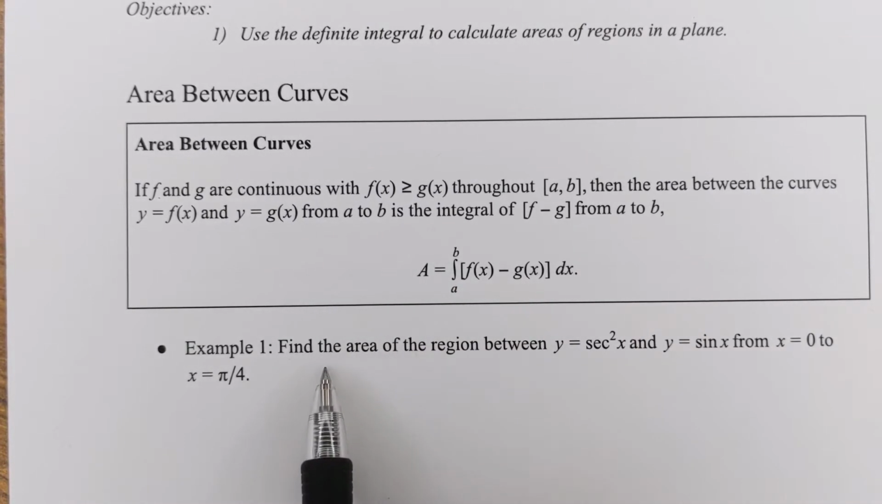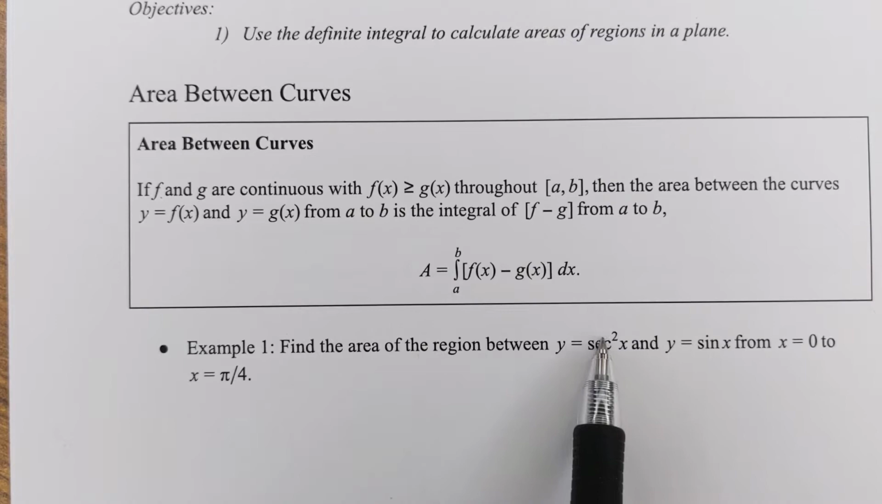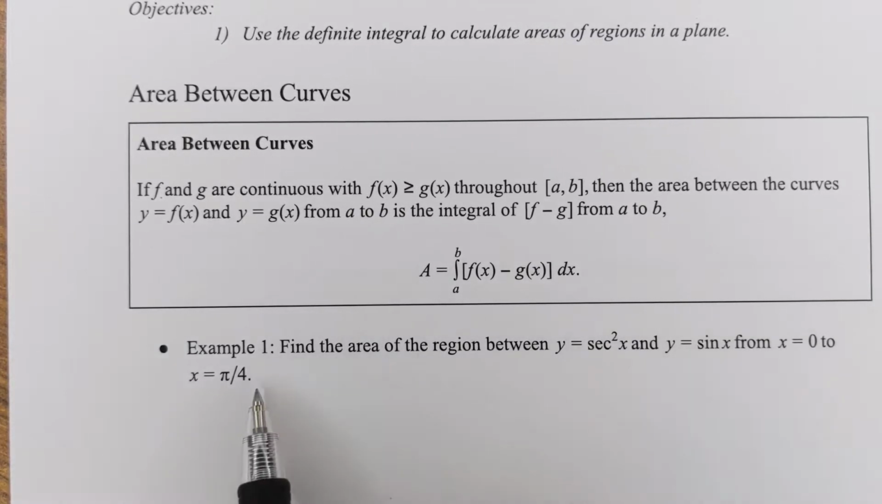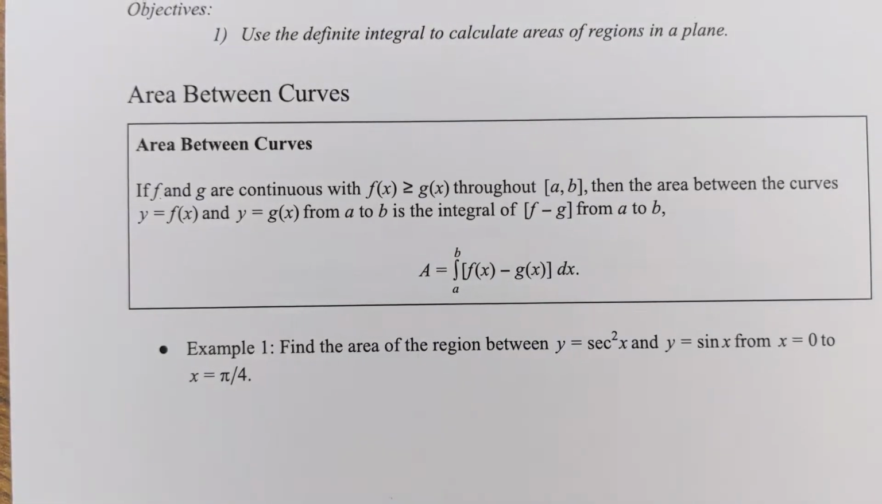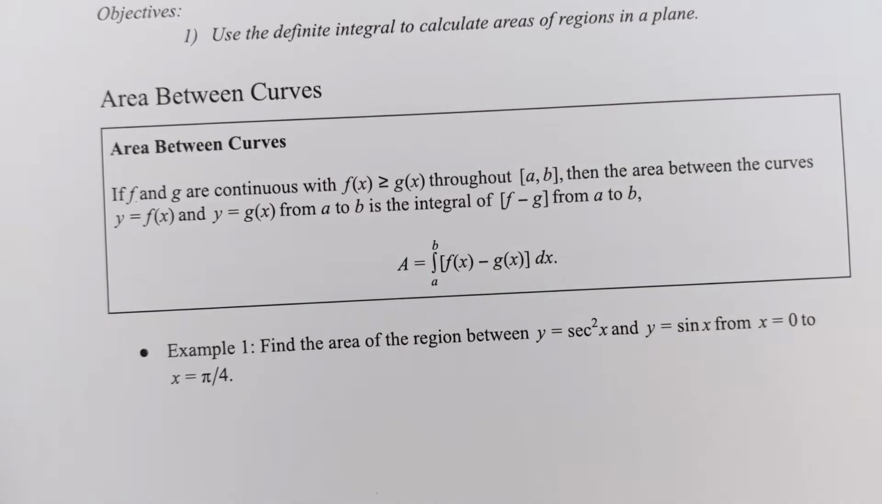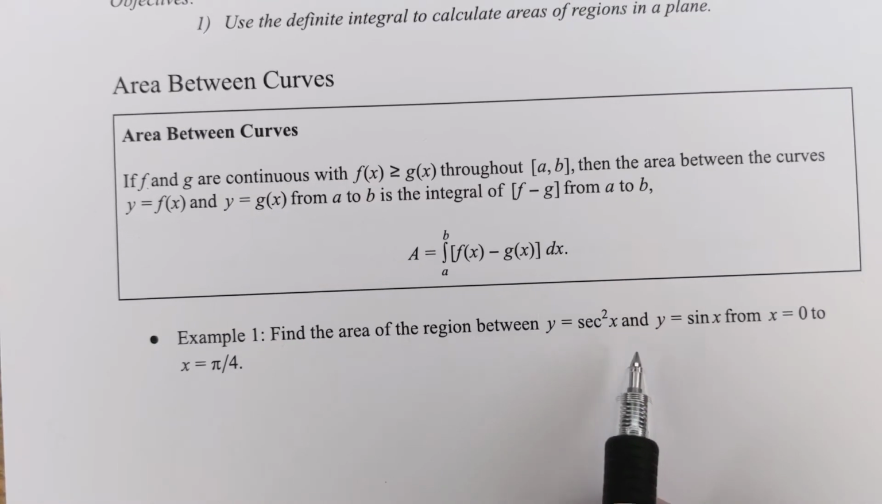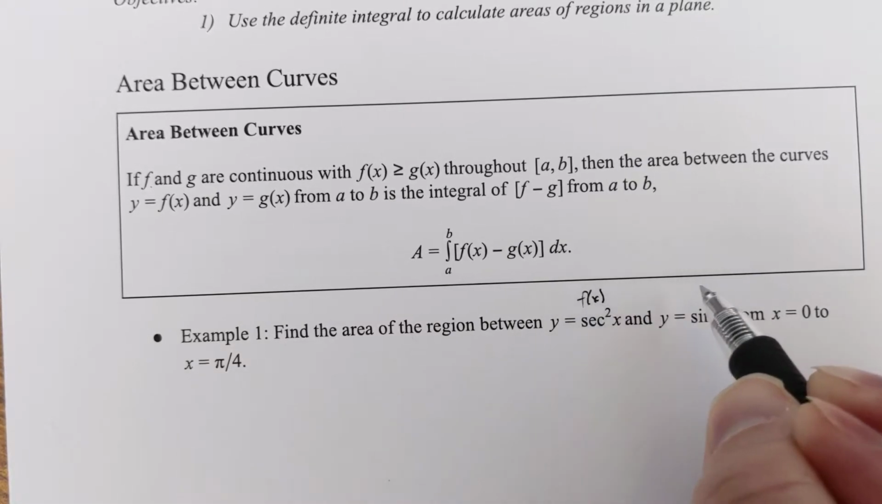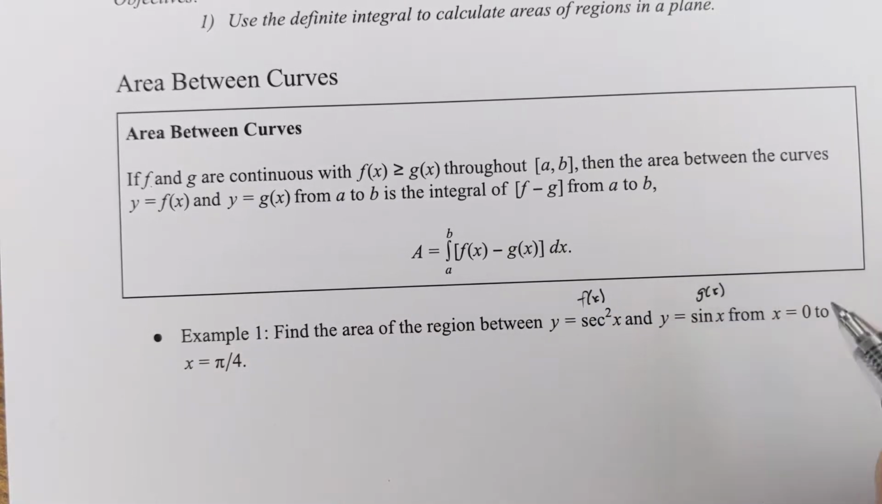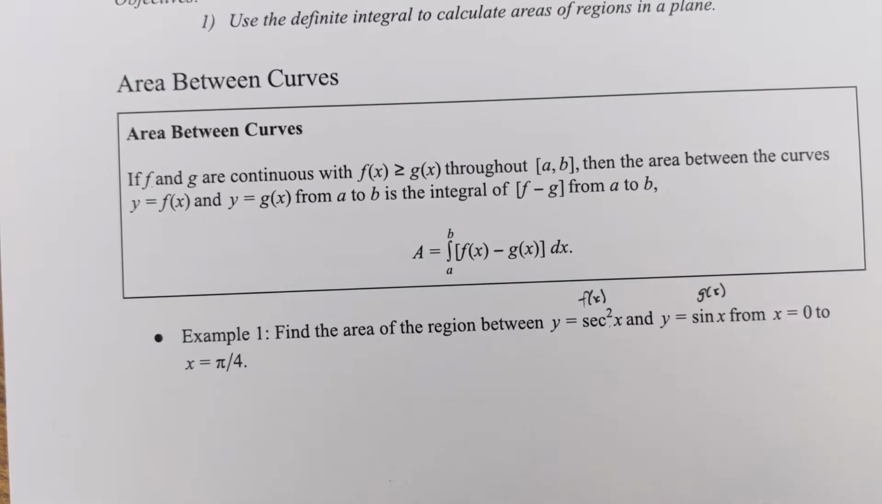So find the area of the region between y equals secant squared x and y equals sine x from 0 to pi over 4. So here's what that would look like. The first thing we need to figure out is which graph is above the other one. Secant is actually always more than sine, so it's the upper one. So this is our f of x function. This is our g of x function. If you're unsure, graph the two of them and compare.